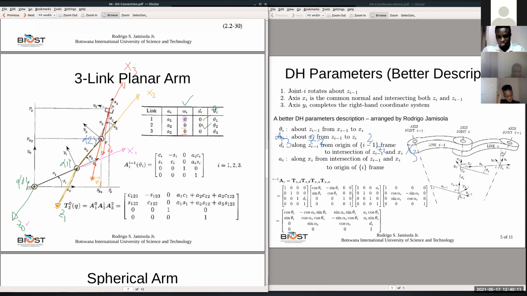And then the intersection of Z2, this is your Z2, and X3. X3 is here, go down here. That's also the intersection of X3 and Z2. That's also the origin of frame 2. And so again, that's 0. Okay, then let's move on to A1.